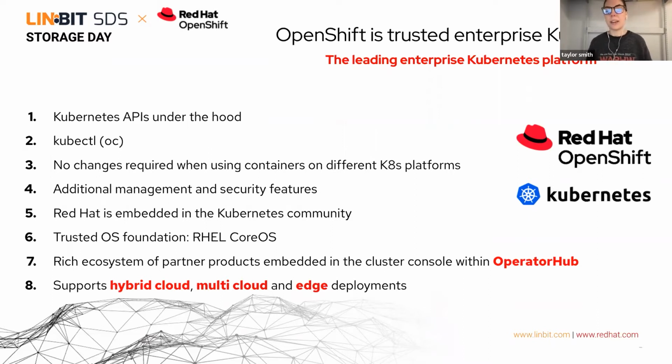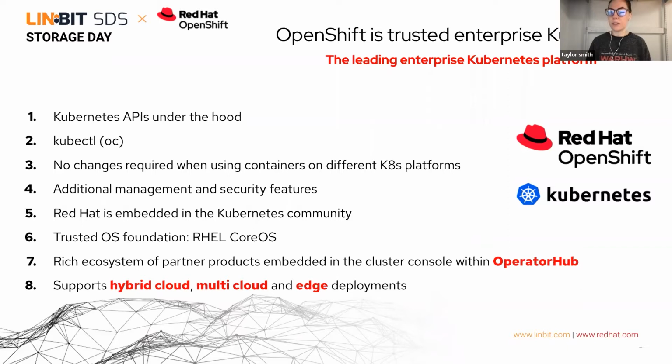OpenShift is Kubernetes, but it adds additional platform-level management features for enterprise use cases. So these cluster management tools like monitoring, security mechanisms, network management, it all comes out of the box with your OpenShift subscription. And it's also important to note and reemphasize that Red Hat is connected and deeply committed to the Kubernetes community upstream. We're the second leading contributor behind Google, as I said, and we were one of the first companies to work with Google on the project.